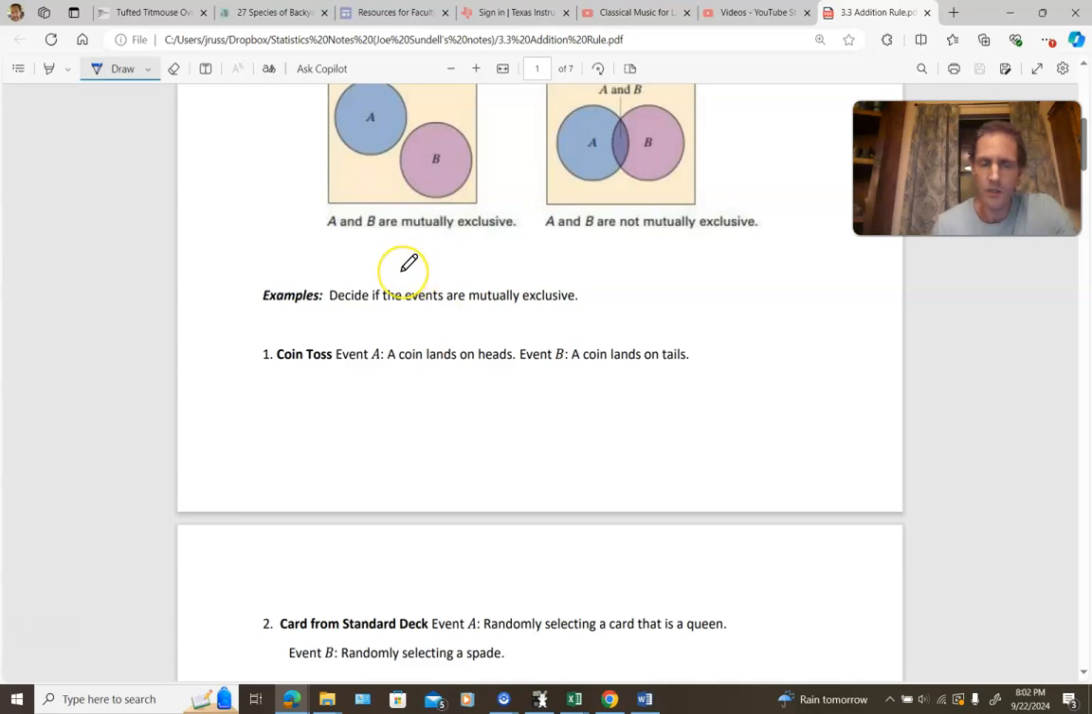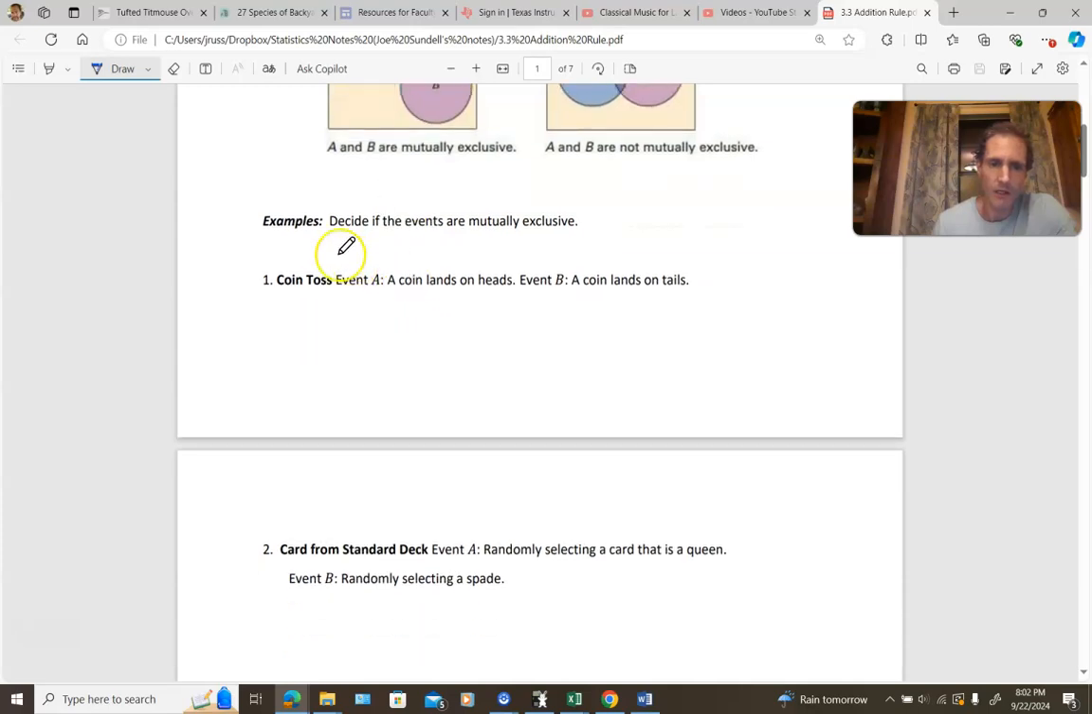The first thing we want to do is determine if two events are in fact mutually exclusive. Number one, we're talking about a coin toss. Event A is that the coin lands on heads, and event B is that the coin lands on tails. These two events are mutually exclusive, because if you flip a coin, only one of those two events can occur. Both events cannot. So these are mutually exclusive.